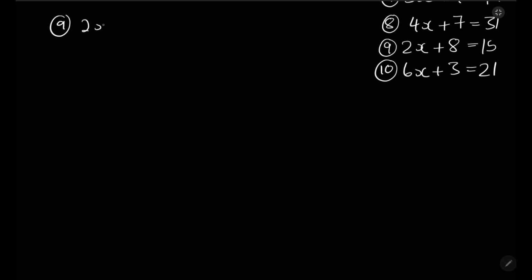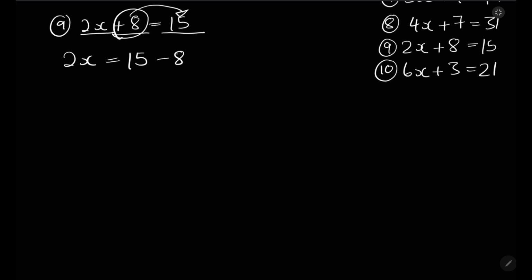Number 9, 2x plus 8 is equal to 15. How do we solve this equation? We take this plus 8 to that side. So we're left with 2x is equal to 15. This is plus 8. It crosses the equal sign, so it should be minus 8. 2x is equal to 15 minus 8, which is equal to 7. What's the next step? We divide both sides by 2. This cancels with that. x is equal to 7 divided by 2, which will just be 7 over 2.